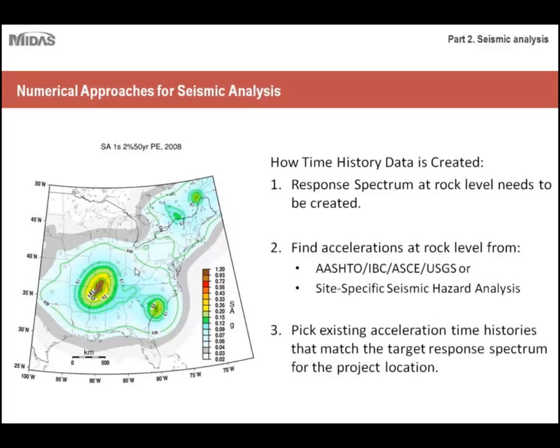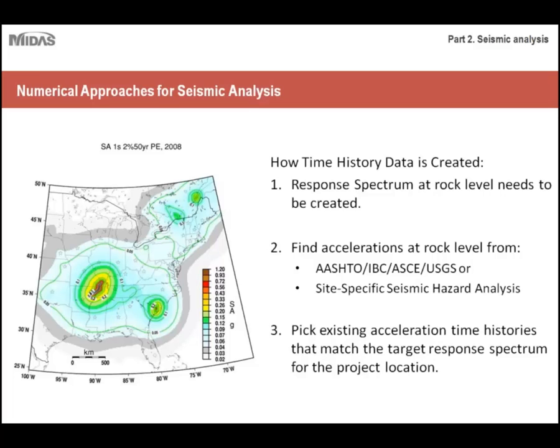So for example, if you're working within any one of these regions here, there should be a database of different response spectrums for each of those areas. So, depending on your area, you just have to go to these various agencies to find the response spectrum that applies to your particular region. And then last, you'd pick existing acceleration time histories that match the target response spectrum for the project location.